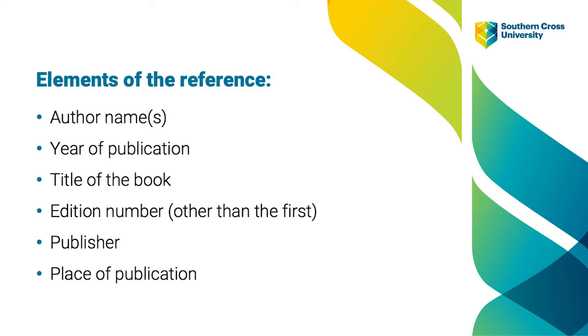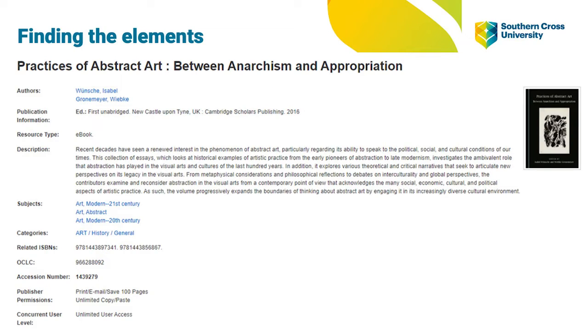You can usually find this information on the front or back cover, or somewhere on the first couple of pages of the book, or in the library catalogue. Ebooks and online books have a slightly different way of being referenced, and this will be covered later in the video. So here's an example of a library catalogue. Let's see where the referencing information is usually found.